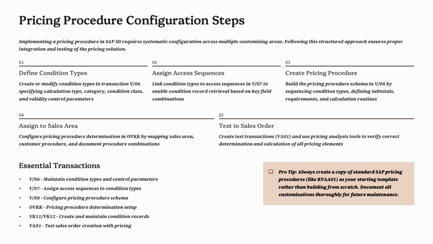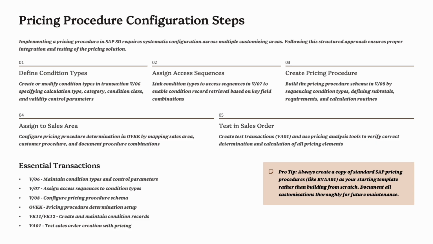3. Create the pricing procedure. This is where everything comes together. You insert condition types in the correct calculation order. For each line, you define step, counter, subtotals, requirement routines, calculation routines, and statistical indicator. The goal is a clean, logical, transparent structure.